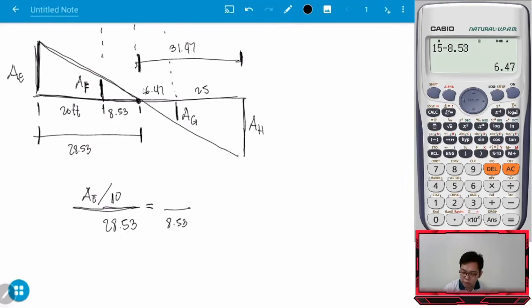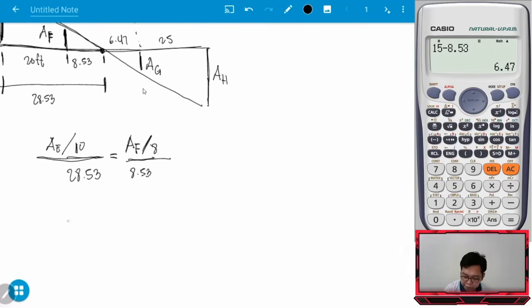Likewise, dito din, ano yung force sa AF? Ano yung area ng AF? That is actually 8 inch squared. So, this is actually 8. So, with this, guys, you can actually solve AF. Pwede mo masolve ang AF in terms of AE. So, parang ganito lang yan sa calculator, no? Check natin.